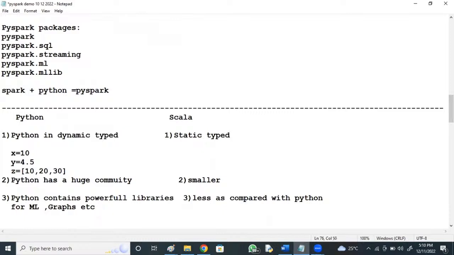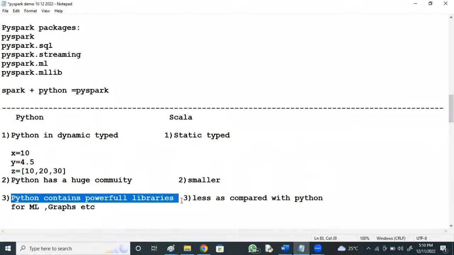And we say Python has a huge community, while Scala's community is smaller. We say Python Software Foundation. And Python contains powerful libraries for machine learning, while for graph and iterative algorithms, Scala's are fewer compared with Python.